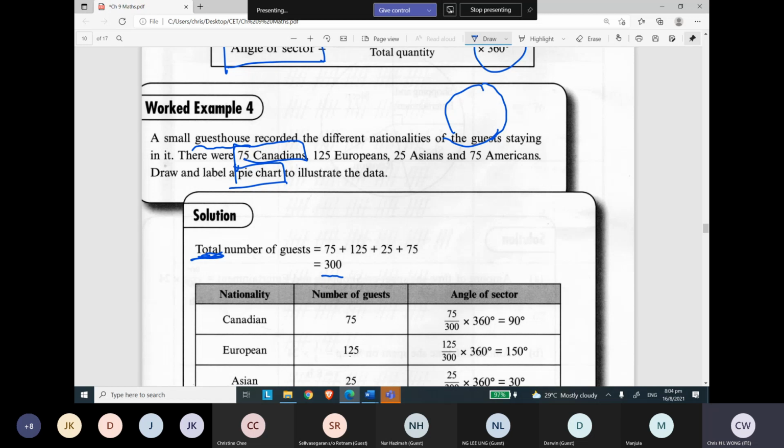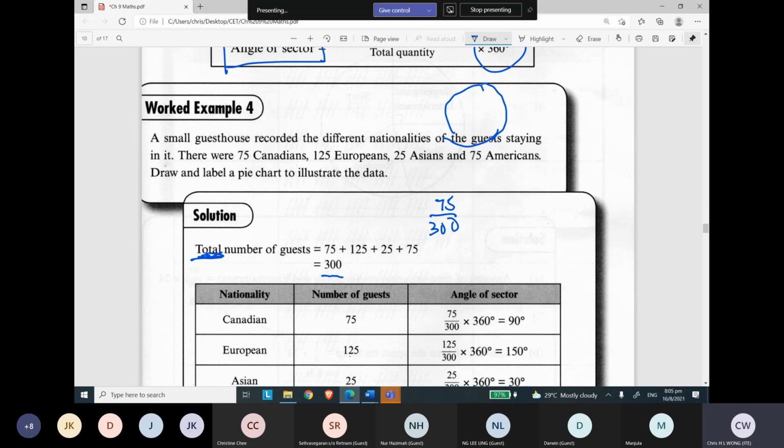Okay, look at the first one. If I want to draw on the pie chart to represent the Canadian, how many are there? The Canadian are actually 75. Altogether, there are 75 Canadian. Can you see? But how many people are there altogether? Altogether, there are 300.